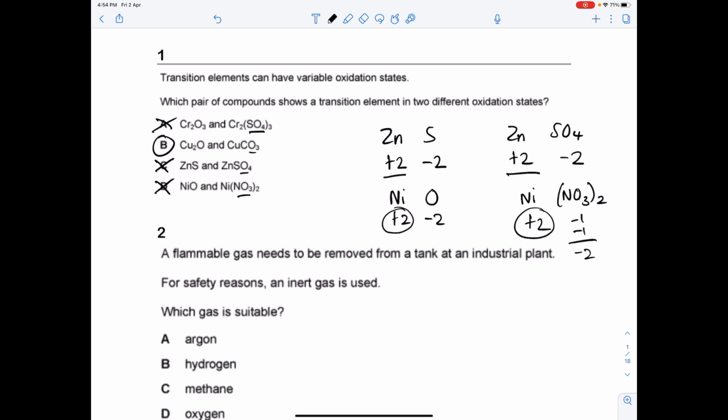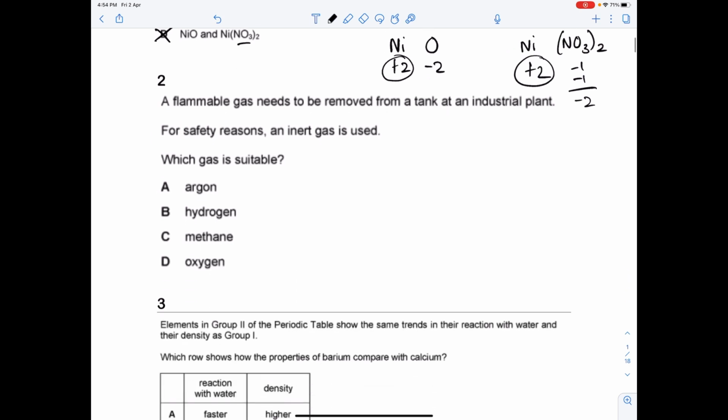Okay, a flammable gas needs to be removed from a tank in an industrial plant. For safety reasons, an inert gas is used. Remember, inert means unreactive. So it must be one of the noble gases. Easy peasy, argon.